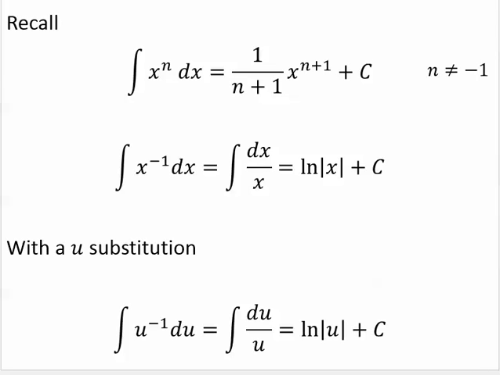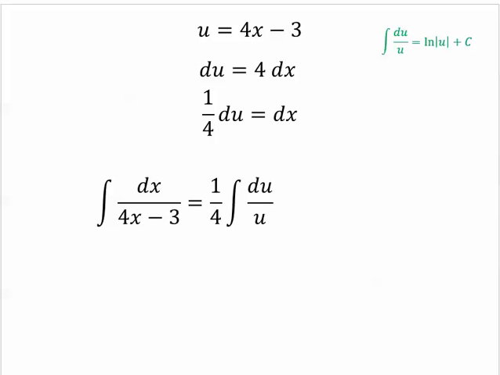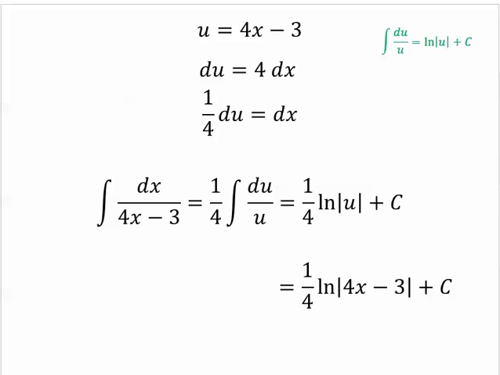We're going to do a bunch of examples where we have to do a u substitution. So let's get started. This one, we want to do a substitution with u equaling 4x minus 3. If we do that substitution, then du equals 4 dx, and dx equals a fourth of du. Do your substitution, and then find the antiderivative using our new log rule. Then substitute back.